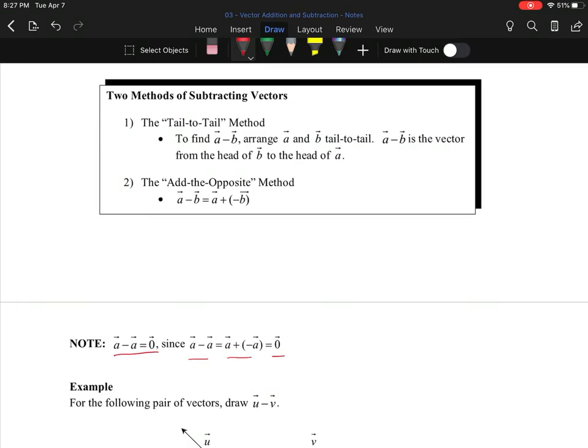Note that A minus A would be the 0 vector, and A minus A is the same as A plus negative A, which is the 0 vector. So that stuff all works like you might expect it to. And that seems weird that we're mentioning that these things work the way we would expect them to.